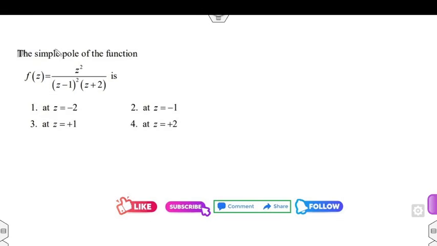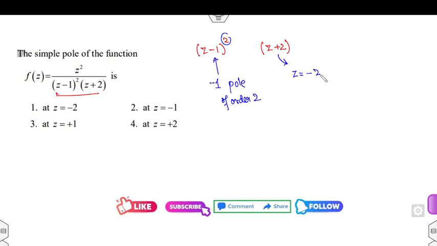The simple pole. First of all, the pole means (z - 1) square, (z + 2). Now clearly say the power is 2. That means z = -1 is my pole of order 2. This z = -2 is a pole of order 1. So 1 means there is a single simple pole. So z = -2 is my simple pole of this answer.